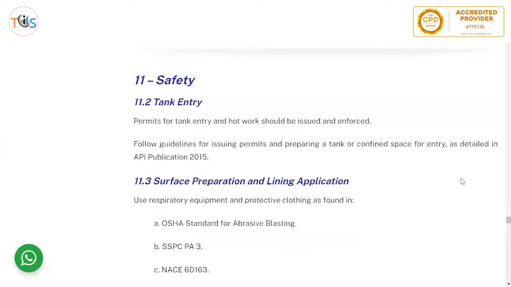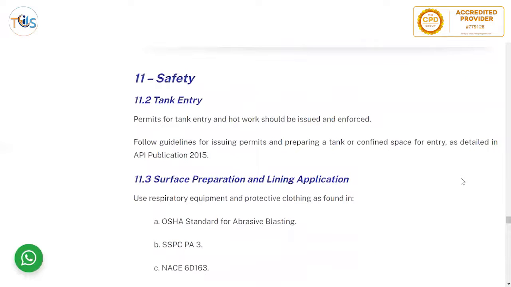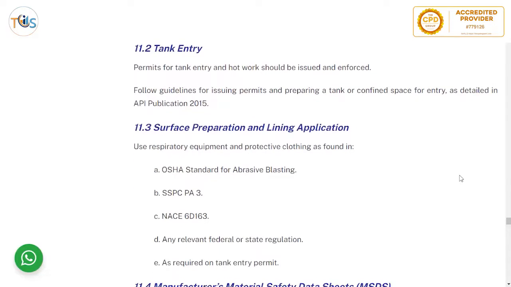There are some safety measures. Permits for tank entry and hot work should be issued and enforced. Follow guidelines for issuing permits and preparing a tank for confined space entry as detailed in publication API 2015. So the API 2015 safety publication might be a potential exam question.